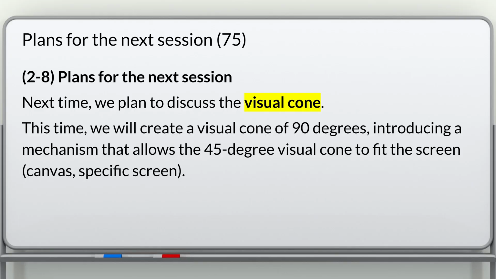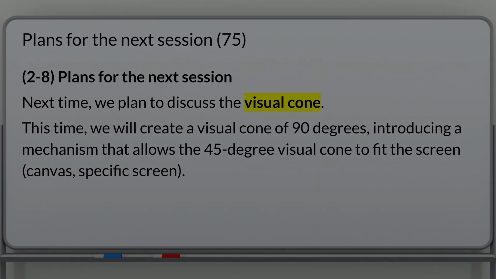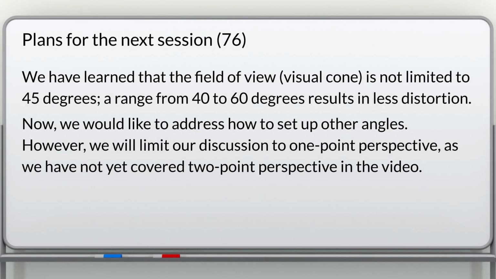Next time, we plan to discuss the visual cone. This time, we will create a visual cone of 90 degrees, introducing a mechanism that allows the 45-degree visual cone to fit the screen. We have learned that the field of view is not limited to 45 degrees. A range from 40 to 60 degrees results in less distortion. Now, we would like to address how to set up other angles. However, we will limit our discussion to one-point perspective, as we have not yet covered two-point perspective in the video.